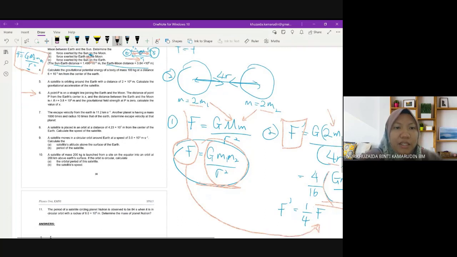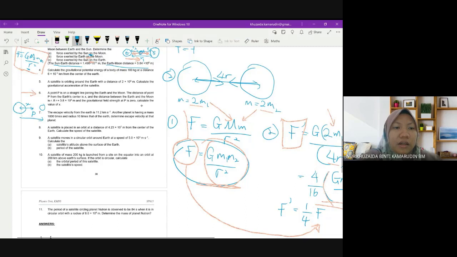Okay, a point P is on a straight line joining the earth and moon. So the distance of point P from the earth center is X, and the distance between the earth and the moon is R. Okay, so you dekat sini situasinya adalah you ada moon, ada earth, and then you ada satu point P dekat tengah-tengah. Okay, so dia bagi tadi distance of point P from the earth. So jarak daripada sini sampai sini adalah X. Okay, and the distance between earth and moon is R.